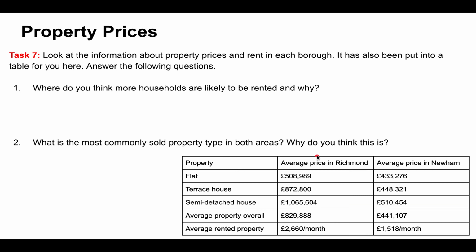So, your two questions then. Where do you think more households are likely to be rented and why? And what is the most commonly sold property type in both areas? And why do you think that is? Now, I have given you both those answers during this little spiel, so pause the video, answer the questions, and then we'll look at some answers.